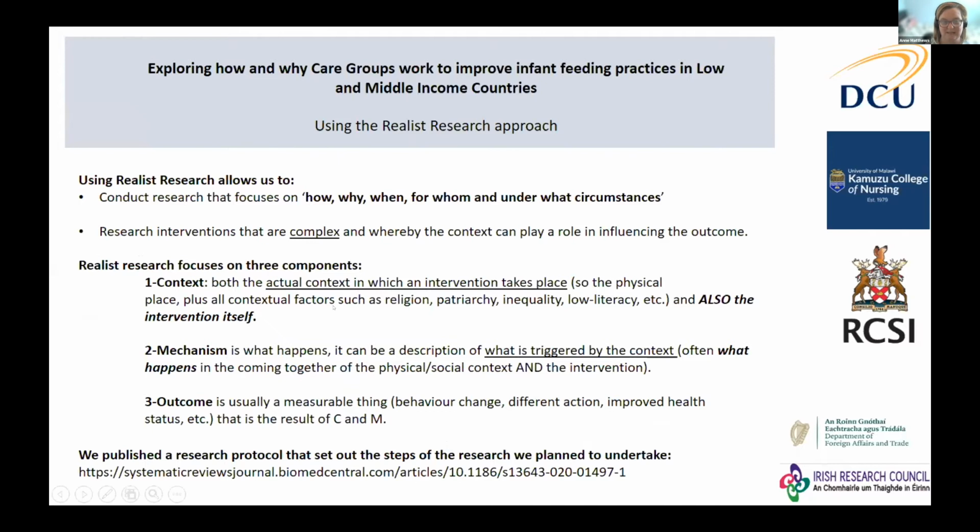You'll see this acronym CMO coming up again a few times, especially with Ellen's piece: context, mechanism, outcome. The mechanism is kind of invisible. It's not the training package, the people. It's what happens in a certain context with an intervention interplaying, what is happening that we can't see, and then what is the outcome that we probably can see. And there's our protocol again. We're happy to share anything of that.